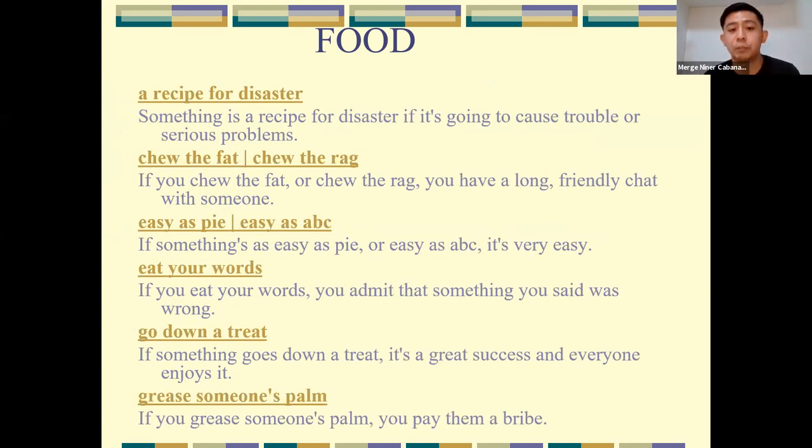Recipe for disaster, which means it's not going to be turning out for the better. It's going to be for the worse in the future. Through thick and thin, people will have long friendly chat with someone. Easy as pie, easy as ABC, same goes with a piece of cake. Easy as pie, easy as ABC, easy as 1, 2, 3, it means it's very easy. Eat your words, kinain mo ang sinabi mo. Go down a treat, it's a great success.